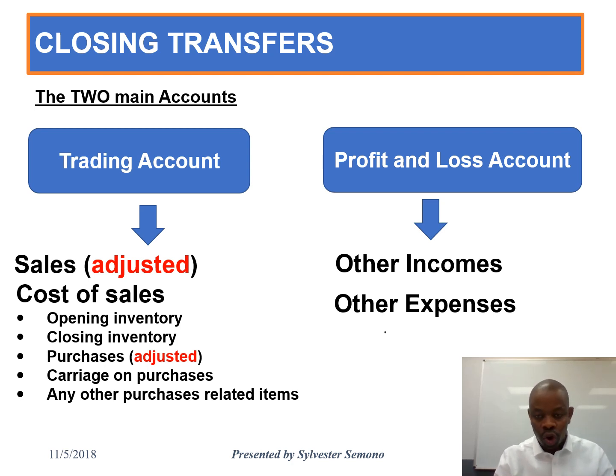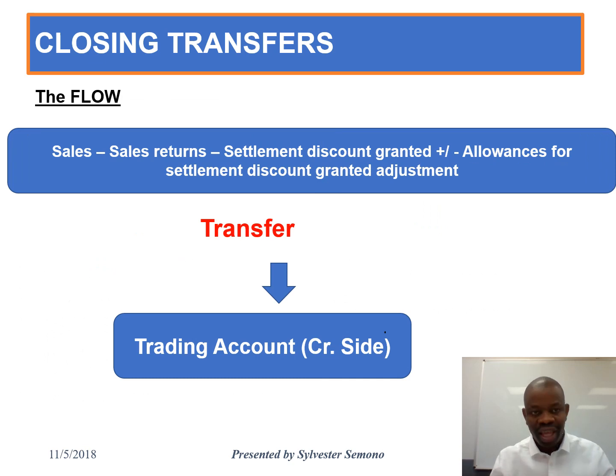Now, let me go to the next slide. I tried to give you some flow here. Remember, I said firstly, we start with the trading account to calculate whether we made gross profit or gross loss, and thereafter we go to the profit and loss, and check if we made net profit or net loss. So there's a flow, and we must know how to interrelate or link these processes.